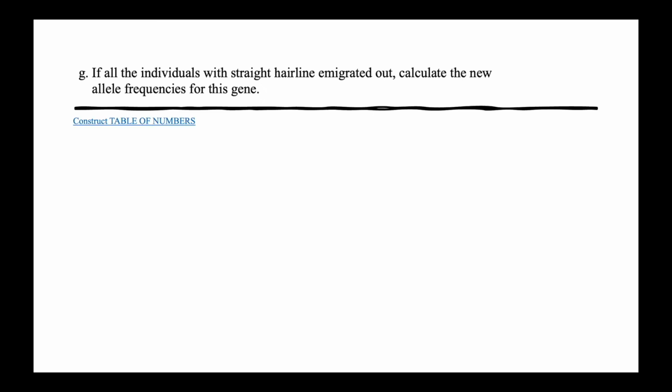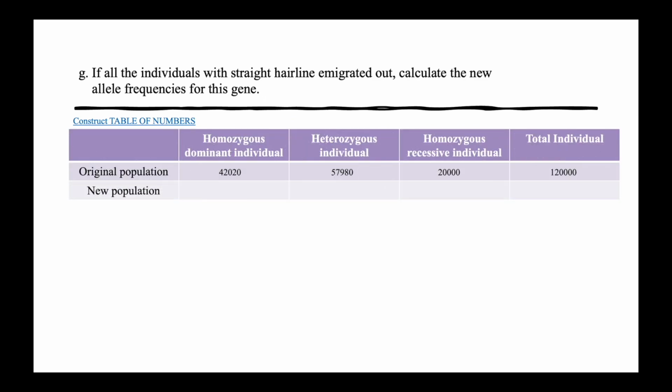Question G. If all the individuals with straight hairline emigrated out, calculate the new allele frequencies for this gene. Due to large numbers and many decimal places, the numbers that we have calculated before do not quite fit. To make this question slightly easier for you to answer, I have adjusted the number of homozygous dominant individuals, heterozygous individuals, and homozygous recessive individuals. You can use these values to calculate the new allele frequencies for the new population. You are free to pause this video to try this question.